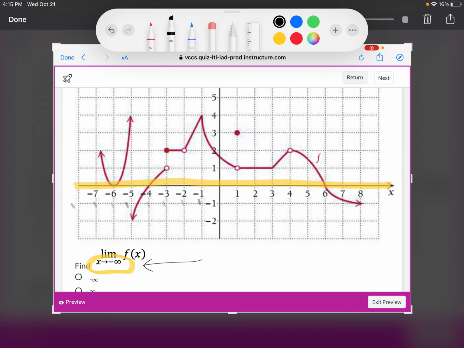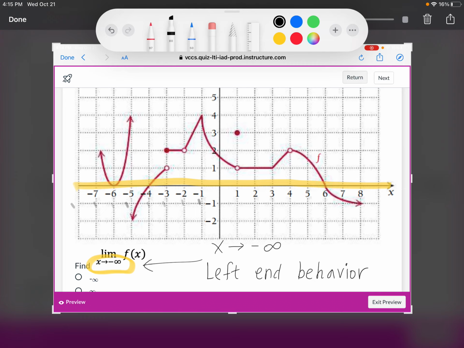We're going to the left, right? So what they are asking is this symbol, x is going to negative infinity. This is really talking about the left end behavior. And you learned about end behaviors in pre-calculus 161. So what we are finding is the left end behavior of this graph.